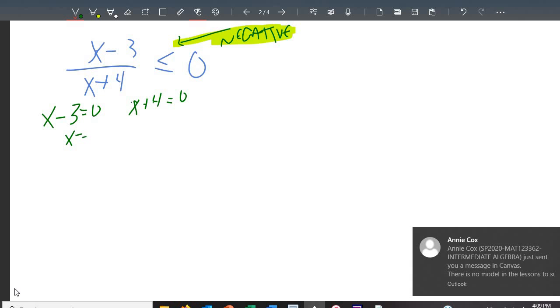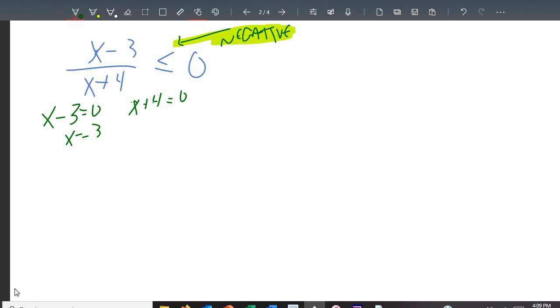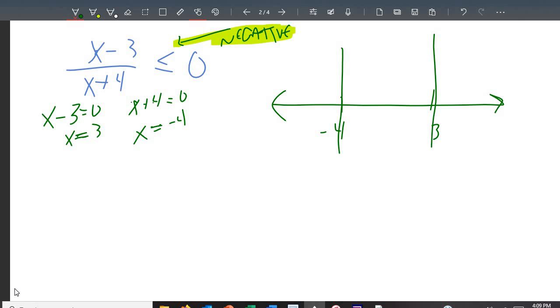So this one gives me x to be 3, x to be negative 4. Alright, draw the number line. Negative 4, positive 3. Alright, my test values, I'm going to choose 0 for the middle, negative 5 on the left, positive 4 on the right.